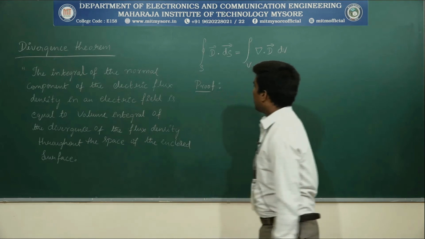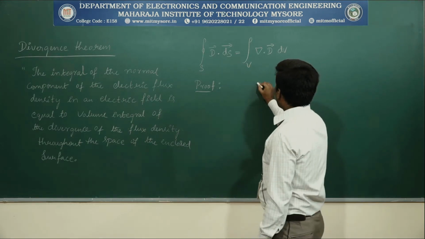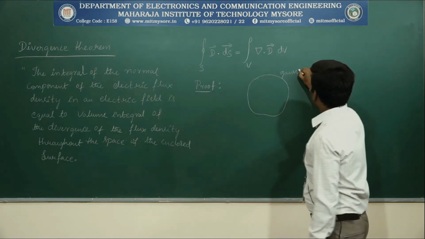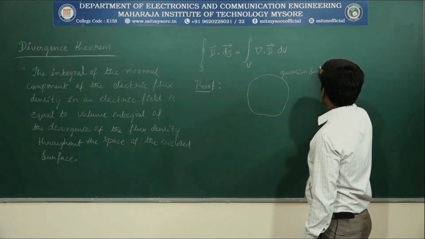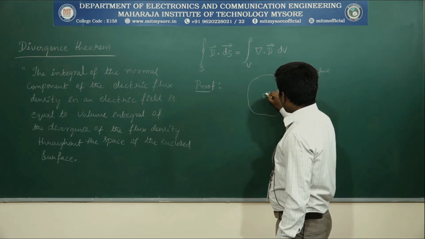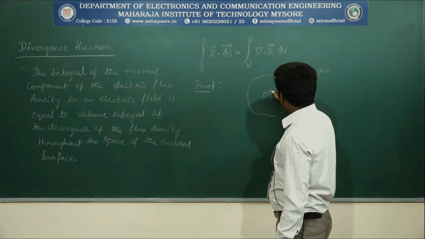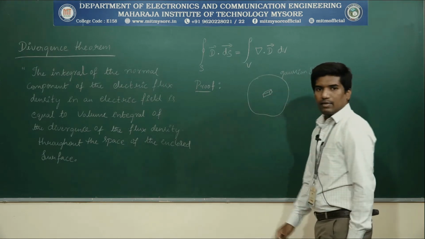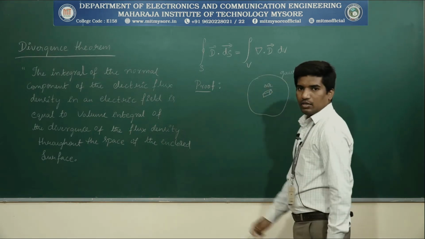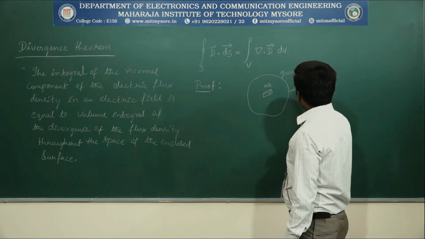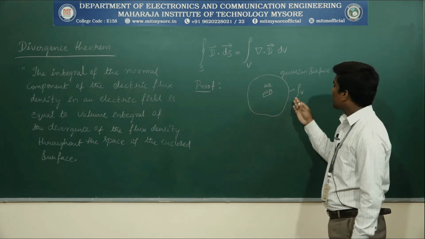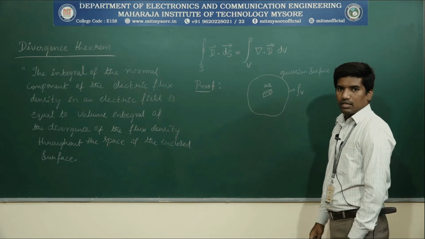Proof of divergence theorem. In order to prove this divergence theorem, let us consider a Gaussian surface. Inside this Gaussian surface, let us consider the elementary volume. The charge at this elementary volume is delta Q. The charge density inside this Gaussian surface is rho V, because we have considered the volume charge, hence rho V is the volume charge density.